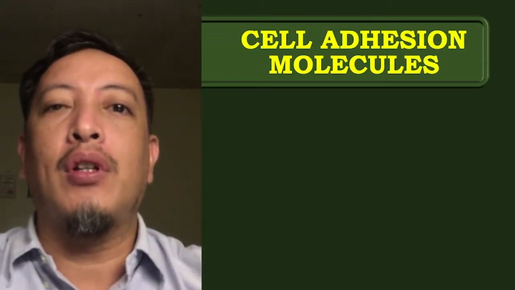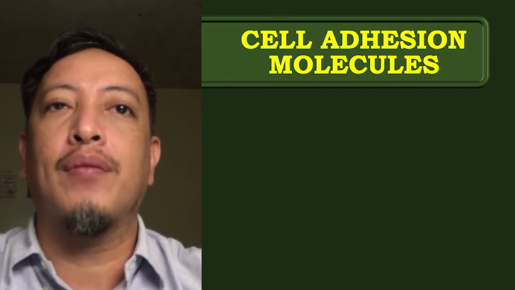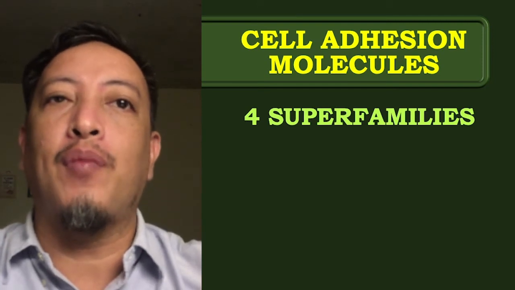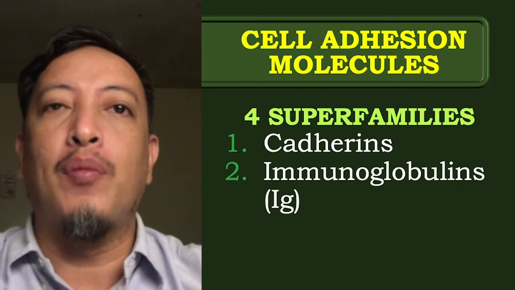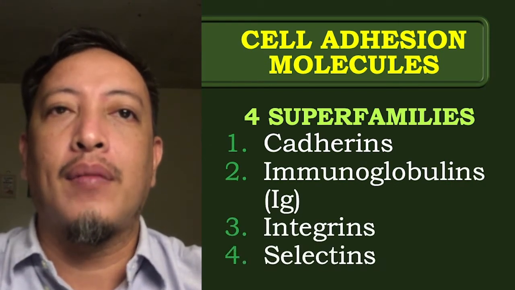Cell adhesion molecules, or CAMs, are molecules that enable cell adhesions or junctions. CAMs in animals fall under 4 superfamilies of molecules. So we have the cadherins, immunoglobulins, integrins, and selectins.